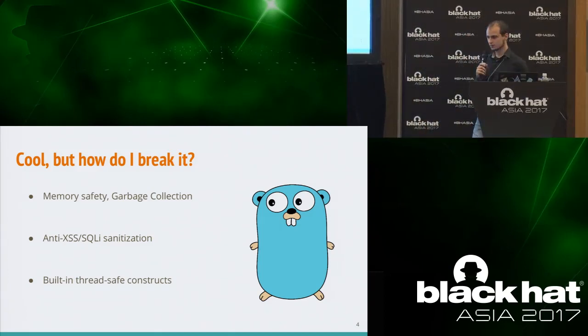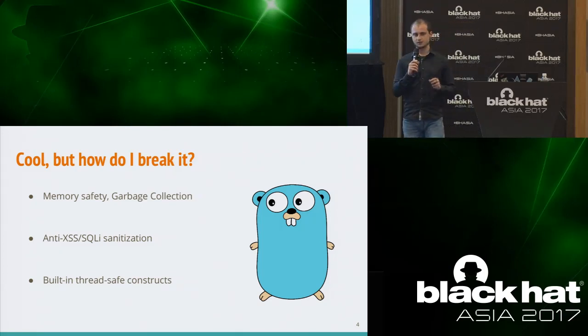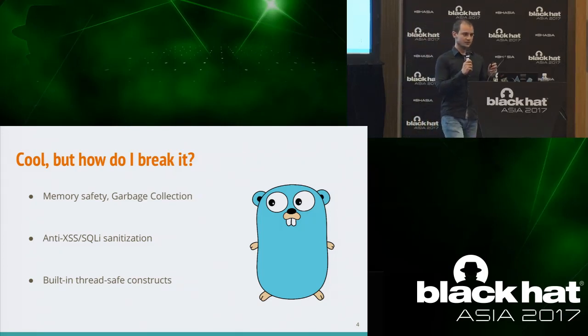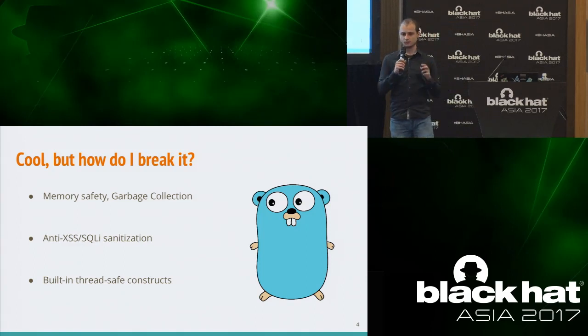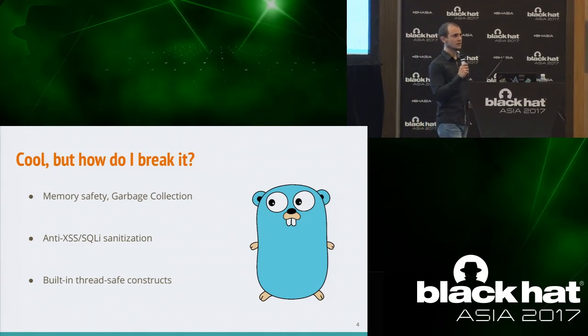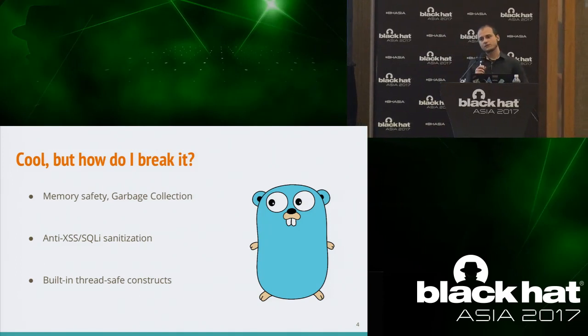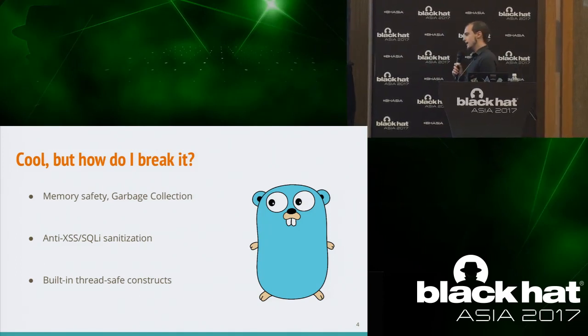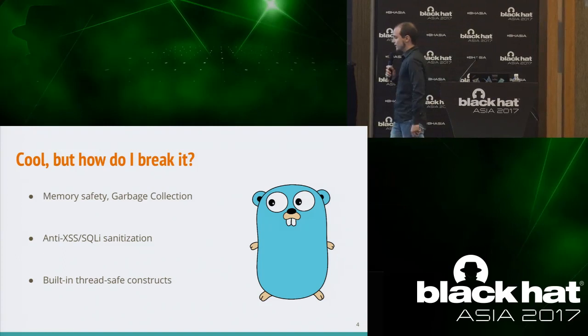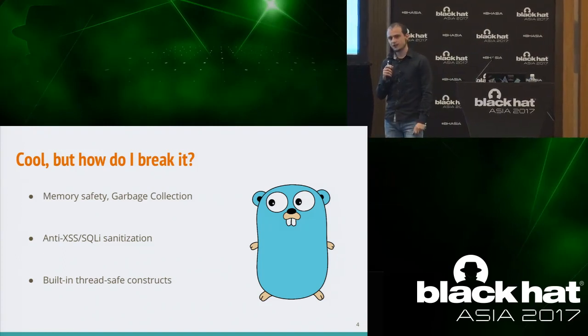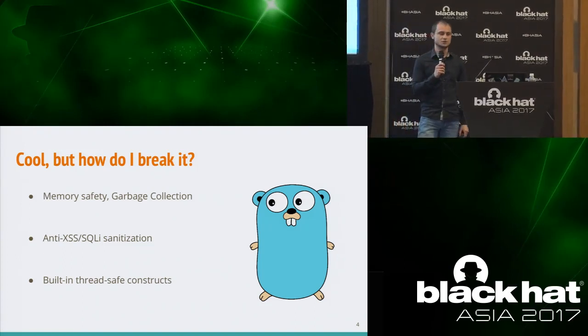On the web server side, Go implements an HTTP server itself. So I went to look into it, and except for the complete lack of anti-CSRF token, there is a pretty good anti-XSS filter. There is SQL injection prevention, so you're very unlikely to find those two. And lastly, it has built-in thread-safe constructs and data structures. So I didn't expect to find many race conditions either.